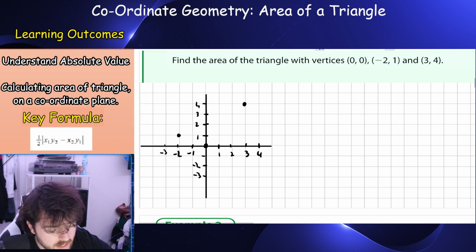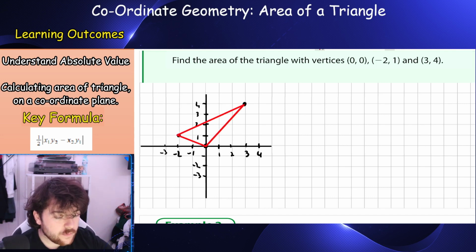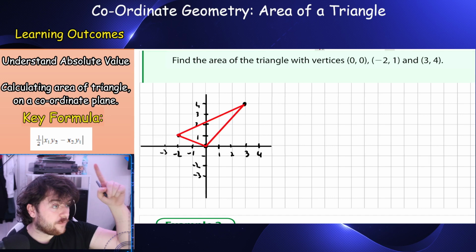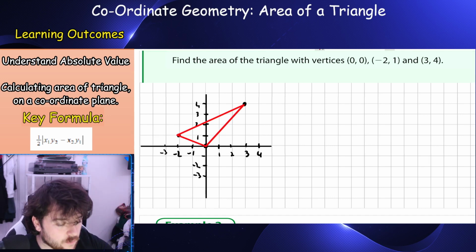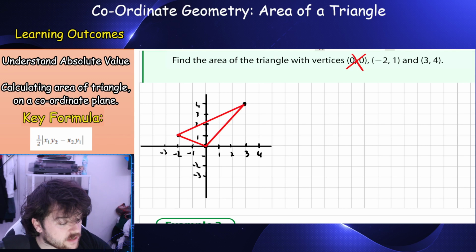So I'm able now to calculate the area of this triangle with the formula above me here: a half times the absolute value of x1 y2 minus x2 y1. One of my points is at (0, 0), so I just ignore that for the time being. I label my other two points (x1, y1) and (x2, y2).